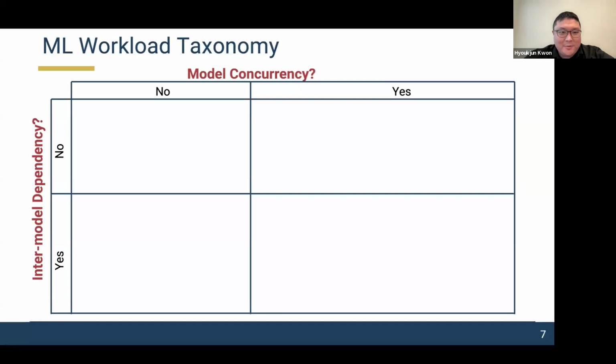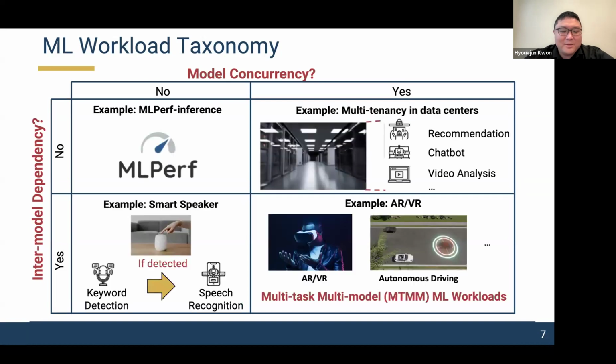So let's think about the overall workload along the axes of model concurrency and intermodal dependency. Let me begin with a simple example, an MLPerf-like workload. At the beginning of ML, we just ran a single task on a single model, and we were okay with just looking at the image classification or object detection result. So in that era, we didn't have model concurrency. Because we just ran a single model, there was no intermodal dependency either.